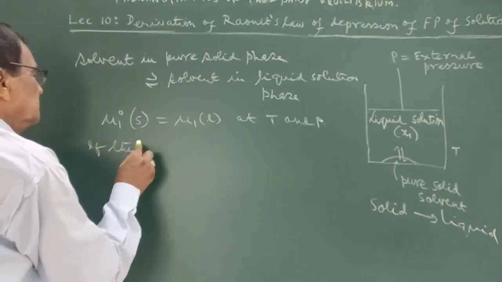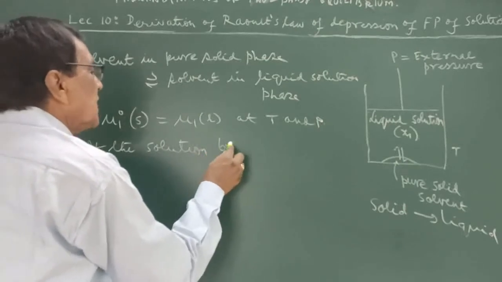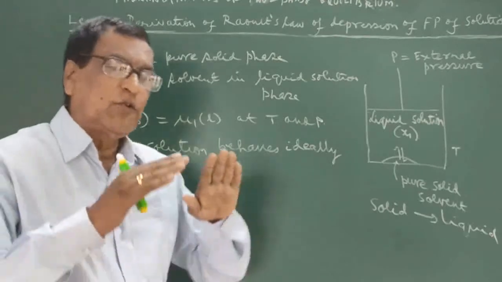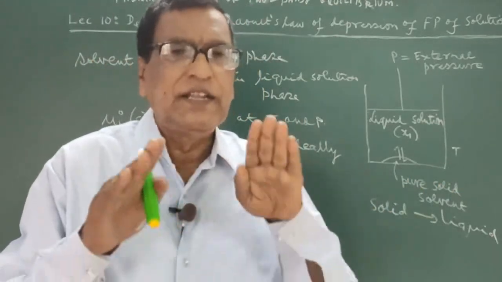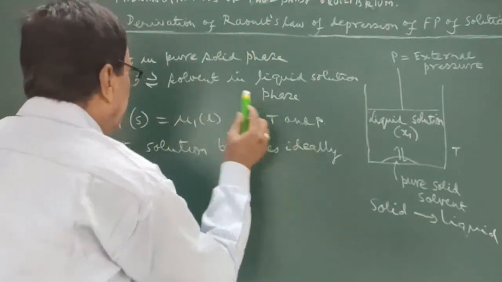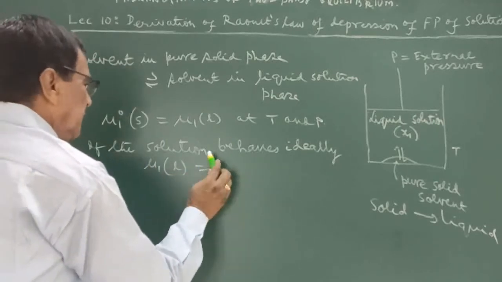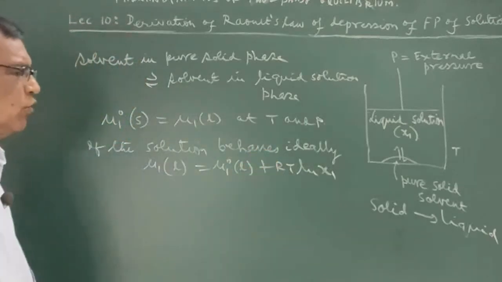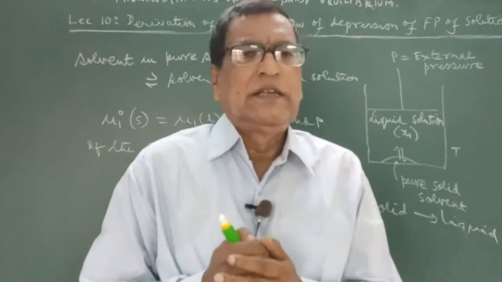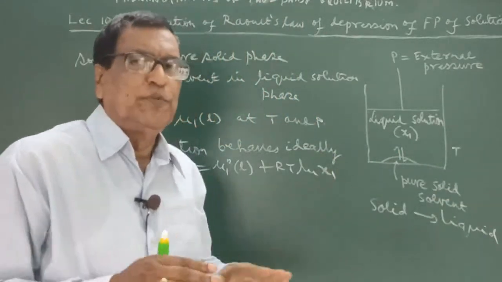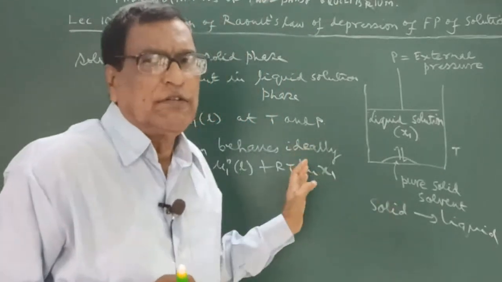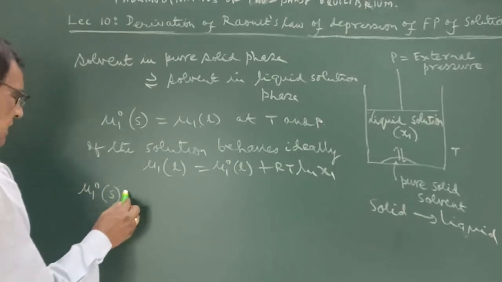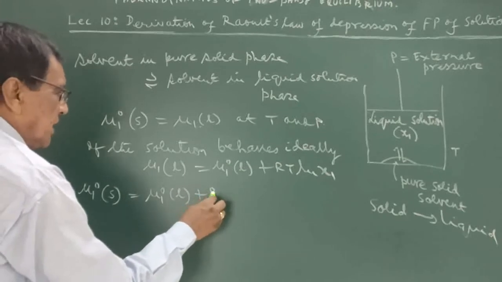If the solution behaves ideally, Raoult's law is valid only for ideal solutions, or you can say ideally dilute solutions. Whenever the solution behaves ideally, we can write mu_1L equals mu_1^0L plus RT ln x1. Mole fraction will be used. If the solution is not ideal, if the solution is real, then in that case x1 will be replaced by the activity of the solvent in solution. So if we put this here, then mu_1^0S equals mu_1^0L plus RT ln x1.